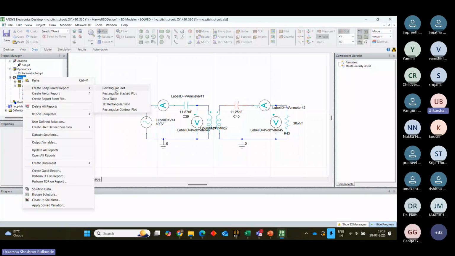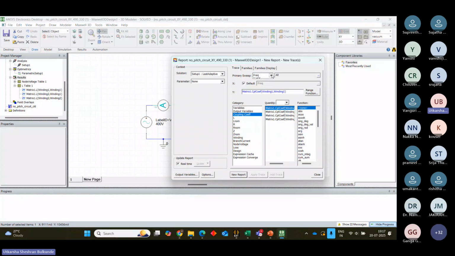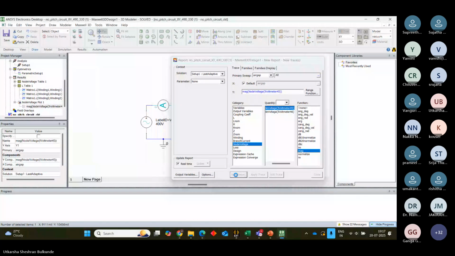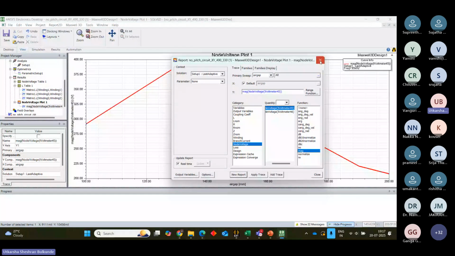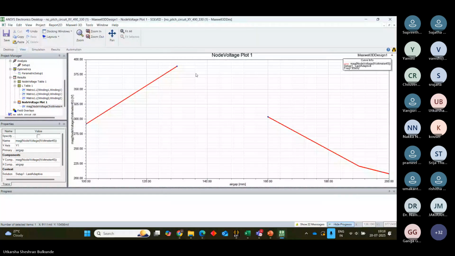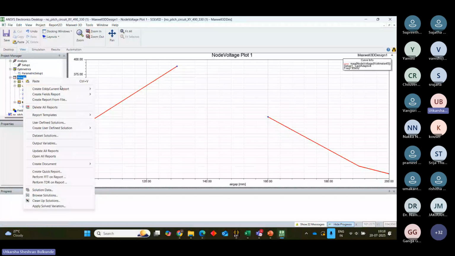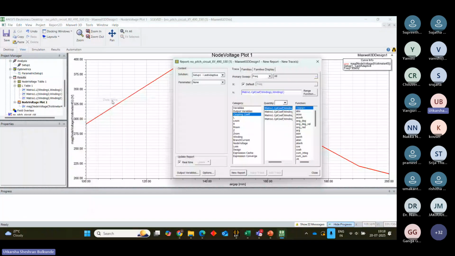Eddy current, rectangular plot, air gap, node voltage, 45, and magnitude. Some parts have been lost. In the data table, you will see this.